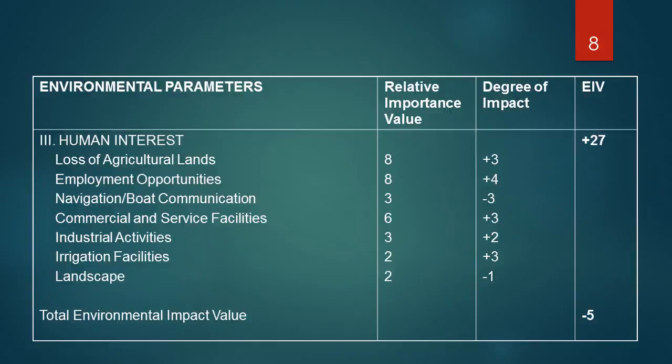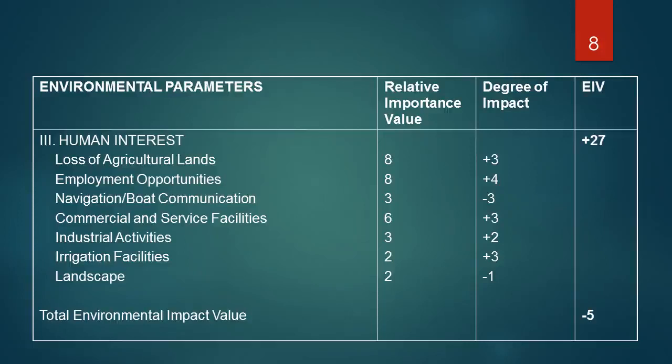The third environmental parameter is human interest, whose overall environmental impact value is 27. It has loss of agricultural lands, with 8 relative importance value and 3 degree of impact, and employment opportunities, with 8 relative importance value and plus 4 degree of impact. Navigation or boat communication has 3 relative importance value and minus 3 degree of impact.